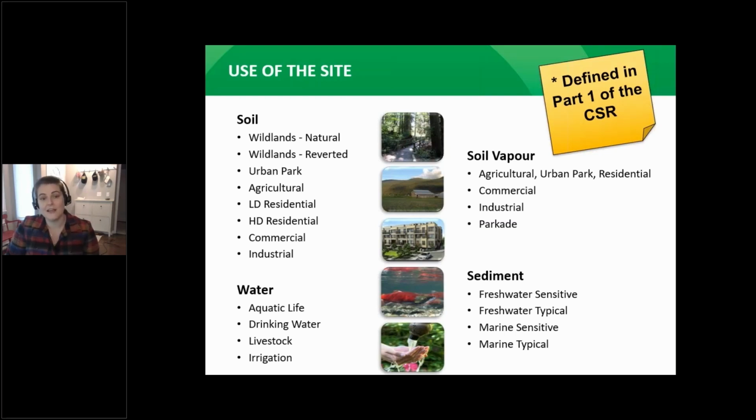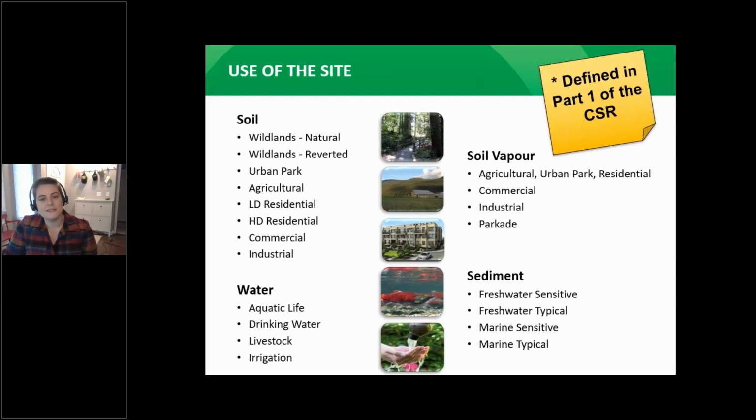In addition, land use, which typically only applies to soil, does not necessarily correspond to site use for other media. For example, a site with a commercial land use may need to be compared to a parkade use for vapor. An agricultural site may need to apply aquatic life use for water. Moreover, note that there are mandatory water standards for non-aqueous phase liquids and volatile hydrocarbons that are applicable at all sites, irrespective of any of the water uses at the site.